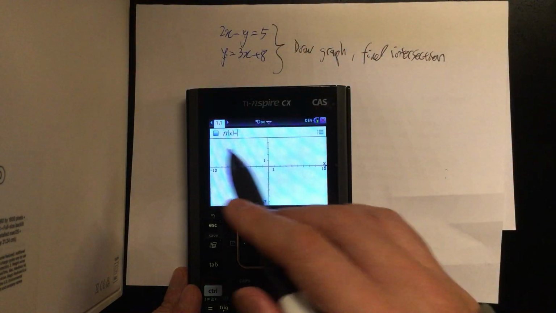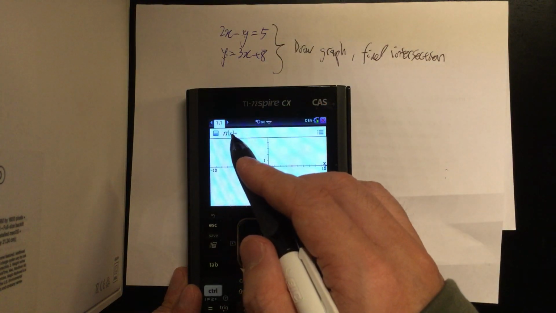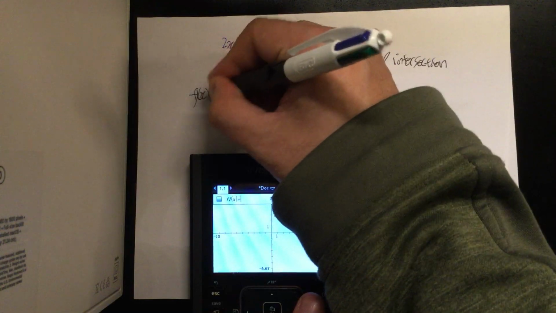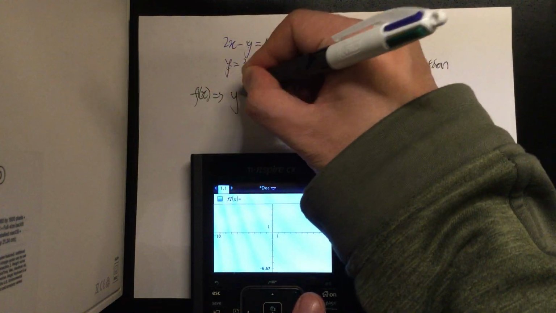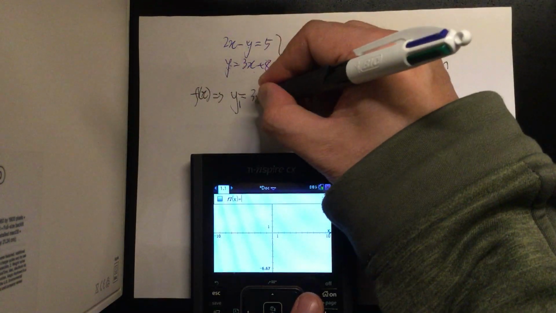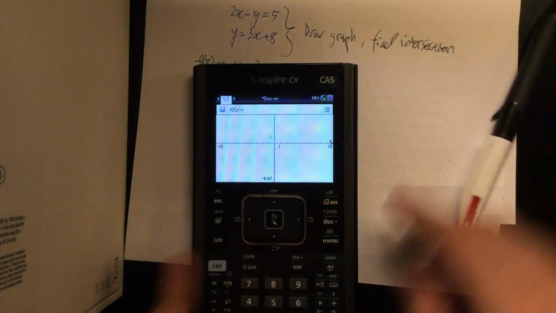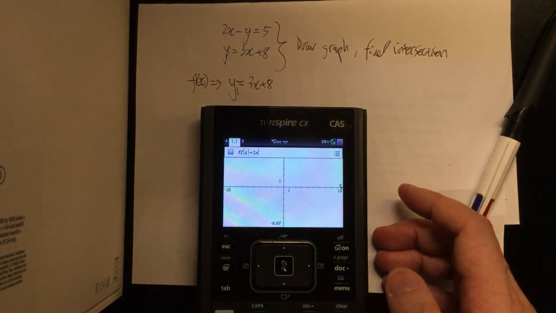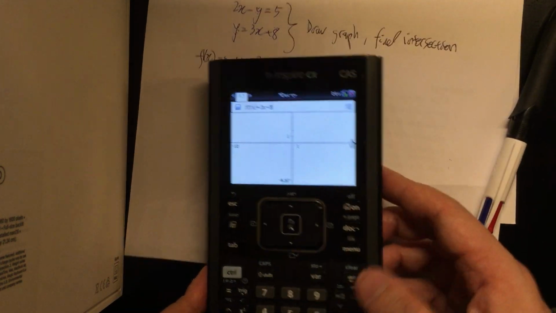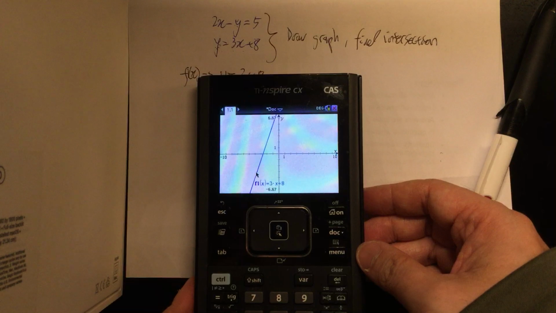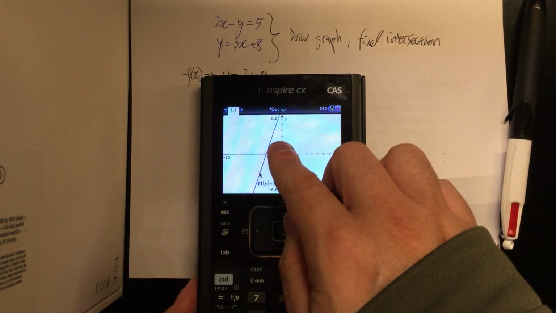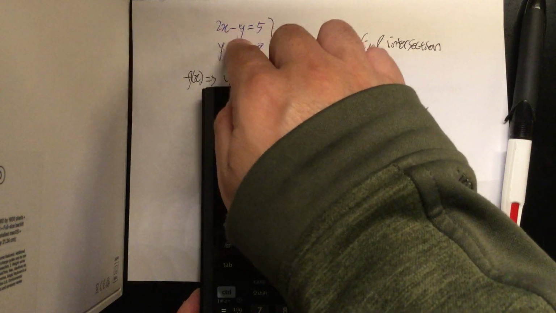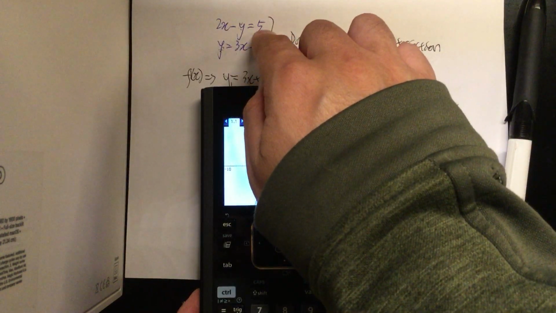Okay, so let's draw this one here. f1 of x is the same as y1 equals 3x plus 8, so to speak. So 3x plus 8. Okay, you've got this graph drawn. Don't worry about the zoom just yet. Because the next one here, 2x minus y equals 5, is a bit more difficult.